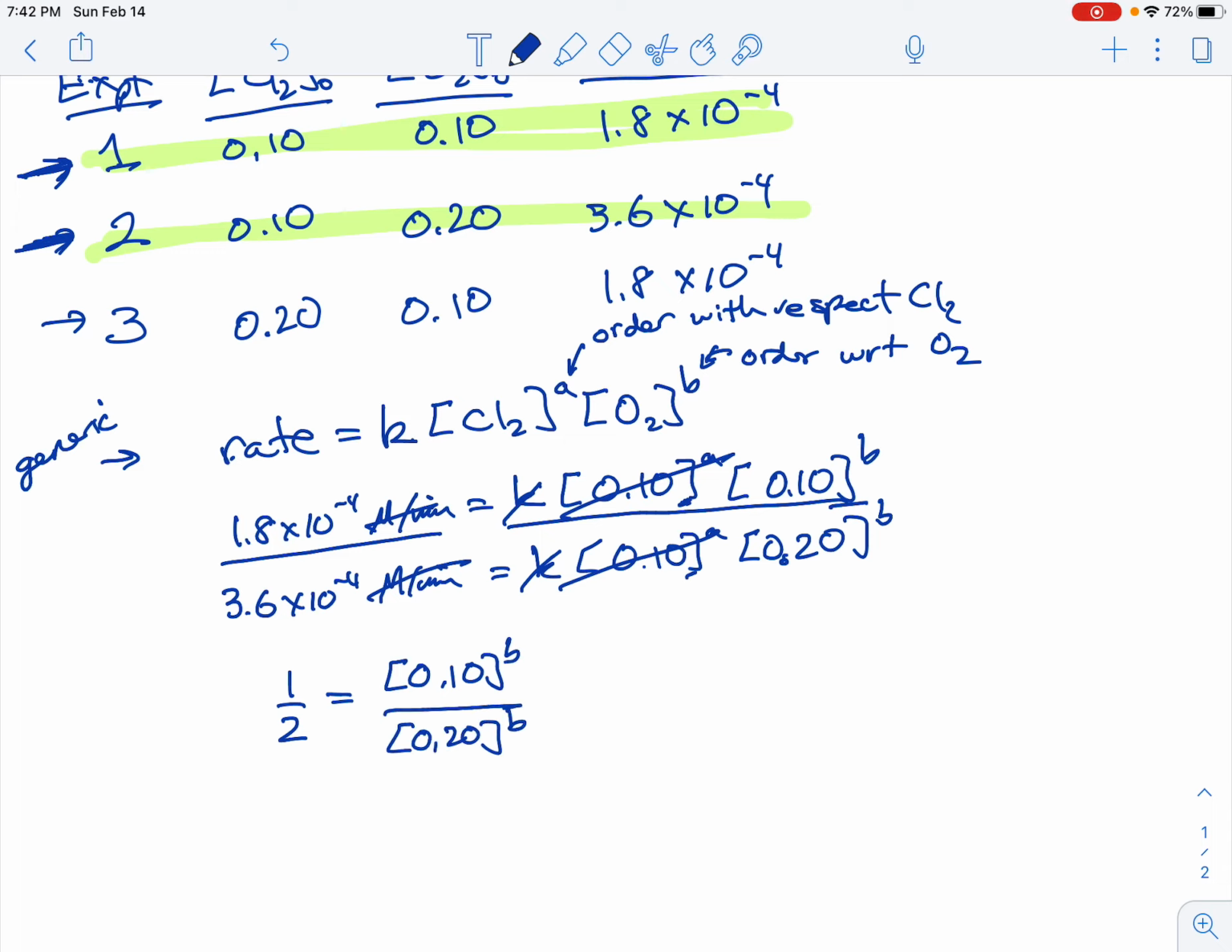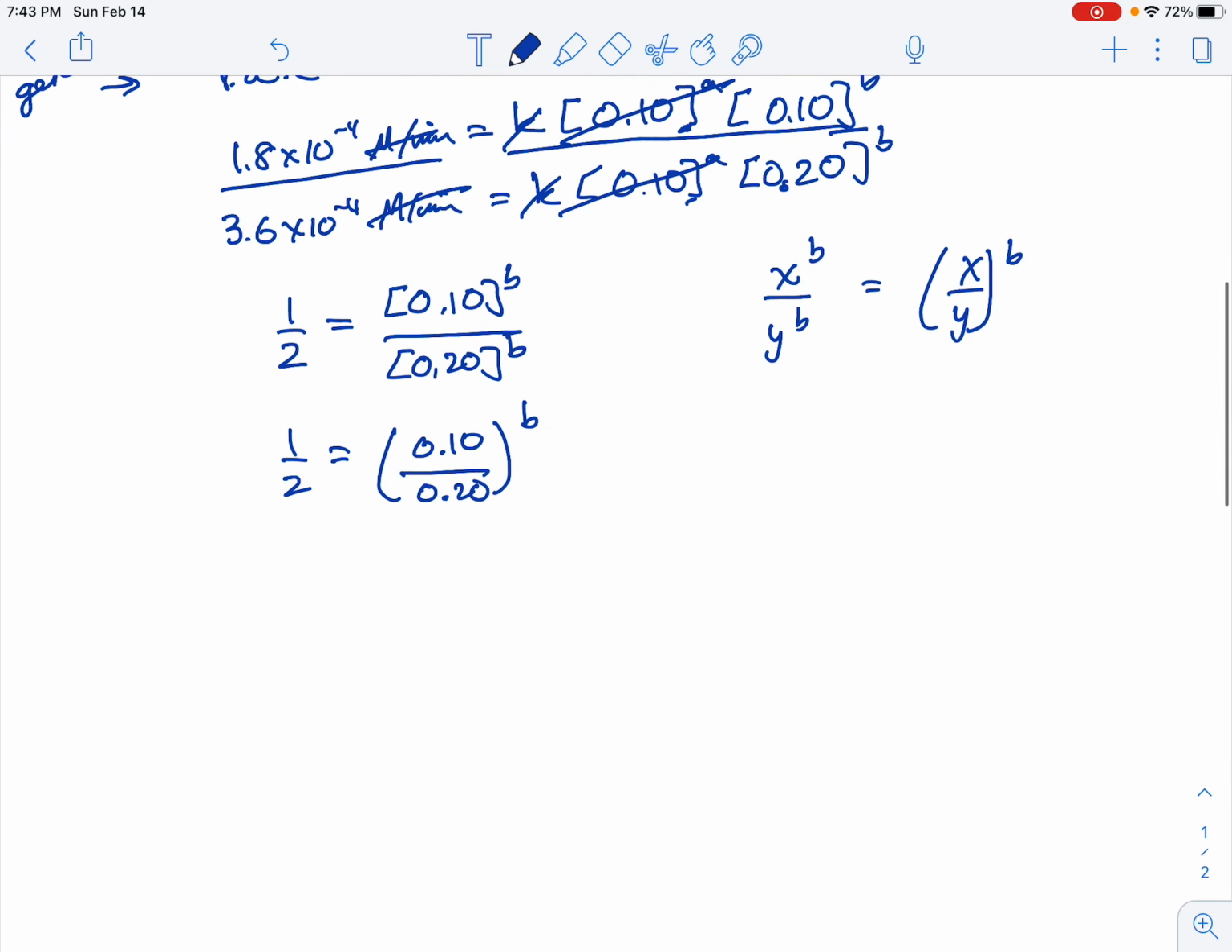And one of the little things you may have forgotten from Algebra 1, way back whenever you had it, is that whenever you have a situation where you have x to a power over y to a power, you can combine them and put them into a fraction with that fraction raised to the same power. And so that's what we're going to do here. We're going to keep our 1/2 and we're going to say, all right, I've got 0.10 over 0.20, both of those to the b power.